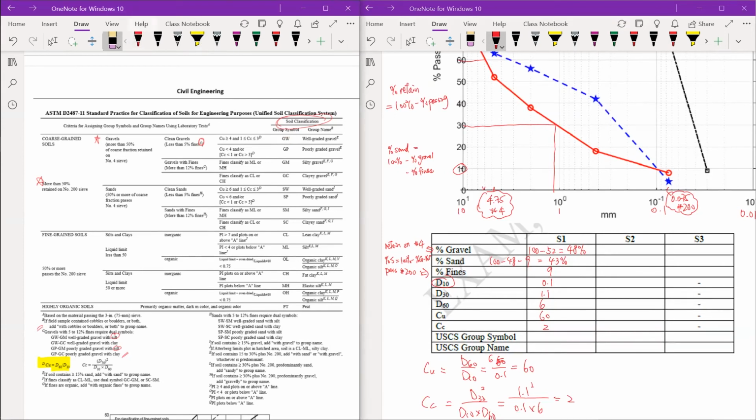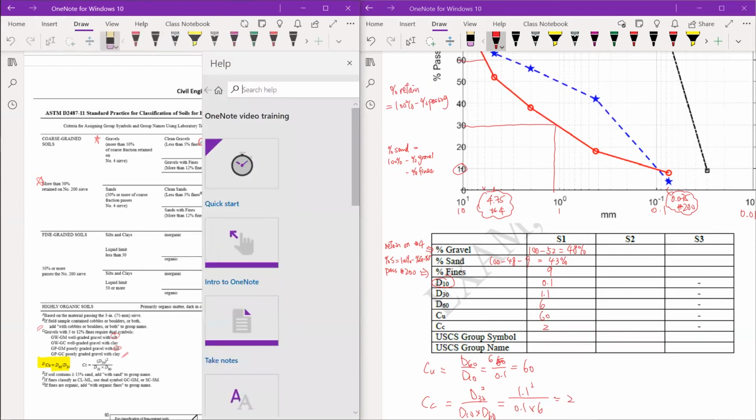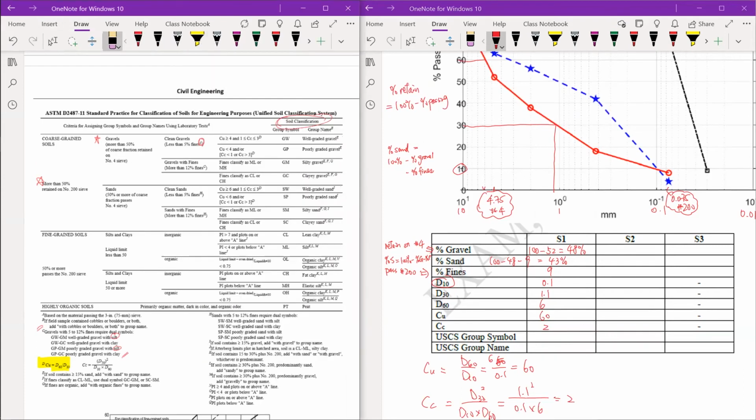But be reminded that the percent fines is between 5 to 12%, so we need to use the dual symbol here. So now we have a silt and well-graded. So the final answer we get is the well-graded gravel with silt.